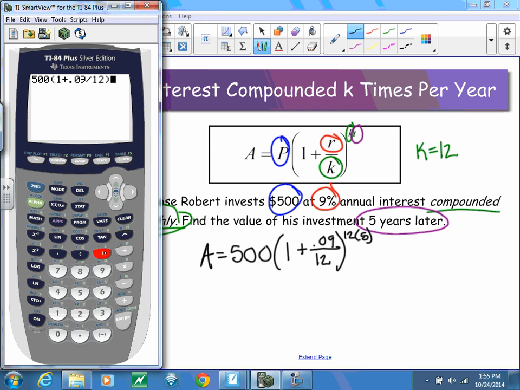Make sure we close up that parenthesis, and now take it to the power of. Some of your calculators go ahead and do the exponent for you and keep it up there. Others of you are going to have to make sure you use parentheses here to take 12 times 5, because you want the 5 to be part of the exponent. You do not want that to come down and multiply your answer by 5. So hitting enter here, we end up with $782.84.